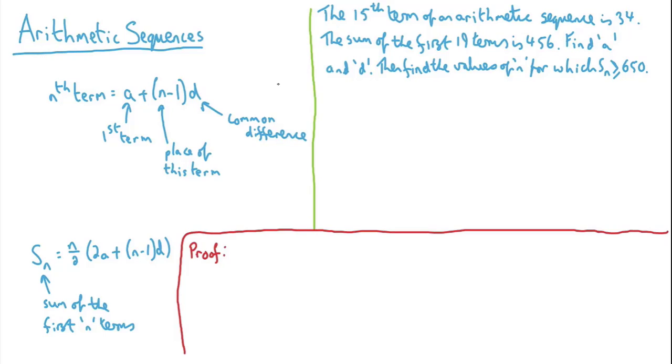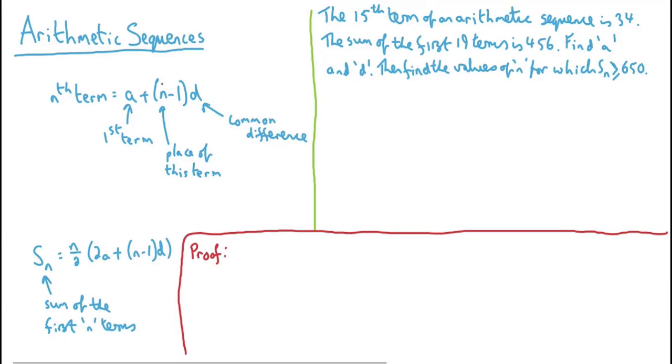In order to find a specific term within this sequence, to get the nth term, you would be using the formula a plus, in brackets, n minus 1, close bracket, times d, where a is the first term in the sequence, n is the place of that term, so if you were after the third term, n is 3, and d is the common difference, just what are you going up in?